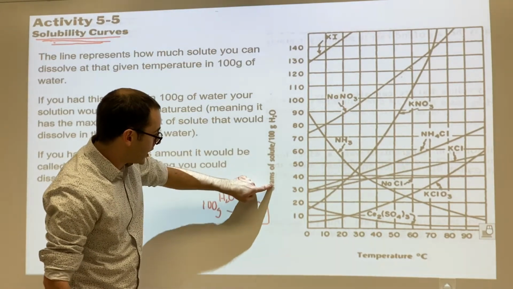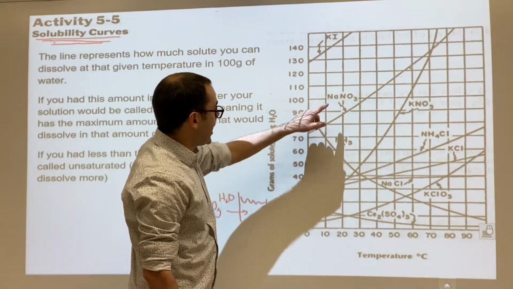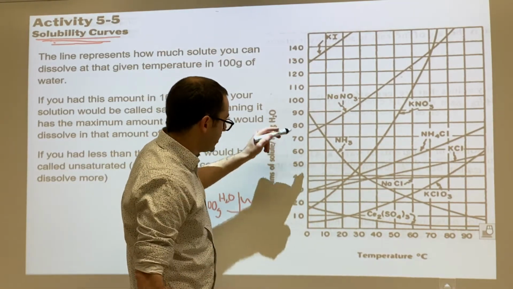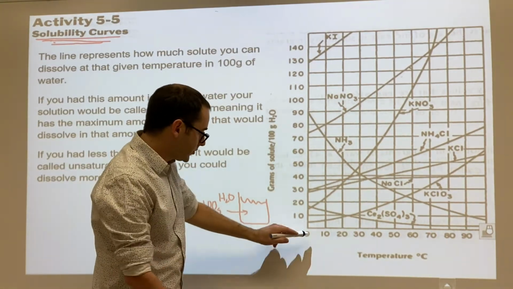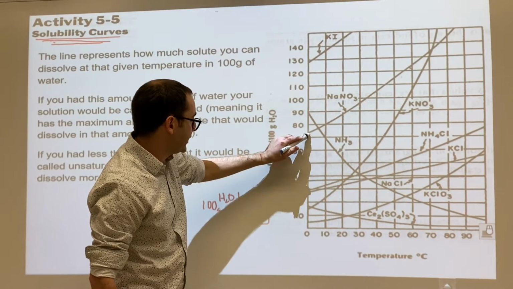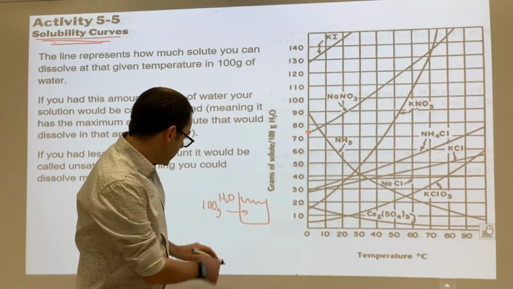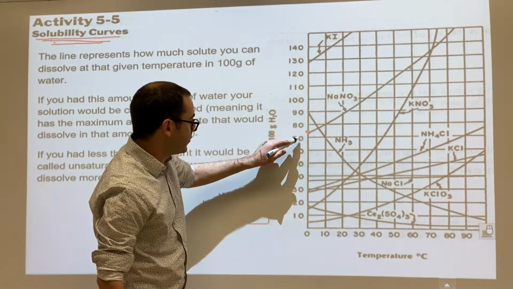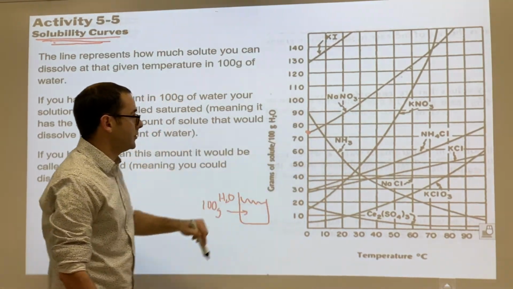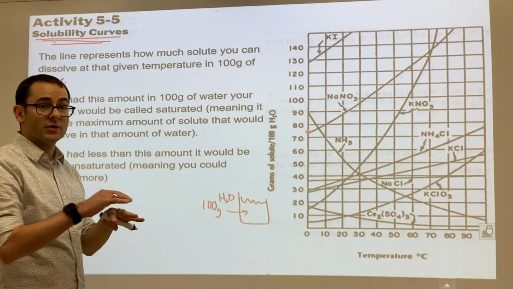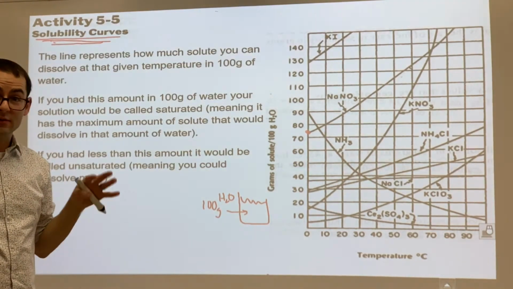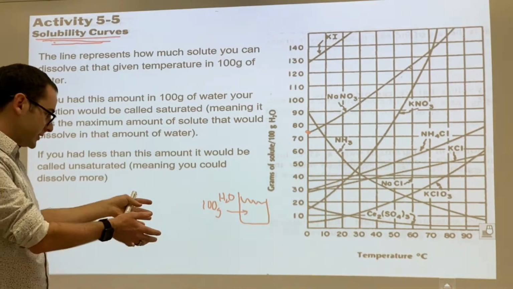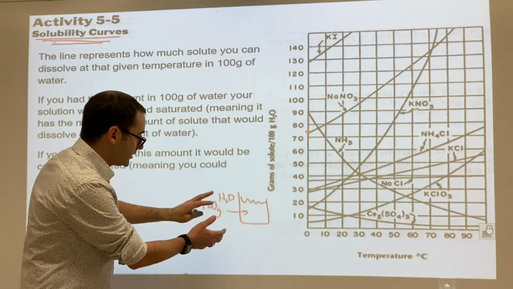The grams of solute here, well, let's look at the sodium nitrate right here. Let's start it off at 0. So at 0 degrees Celsius, what this is saying is you have 100 grams of water, you could dissolve about 74 grams of sodium nitrate in that water. All of it would dissolve, it would disappear, okay? That's what basically dissolving is, right? So it looks like it's not gone, it's in there, but it would all dissolve.